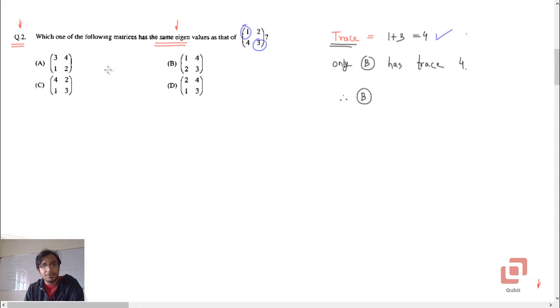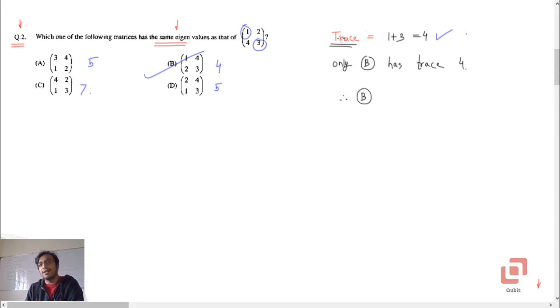Okay, and if you check the options, this has trace 5, this has trace 4, 5, 7. Okay, so only option B has the trace equal to 4, hence it is option B. So we have not wasted our time in finding the eigenvalues of this matrix as well as the remaining 4 matrices in the options.